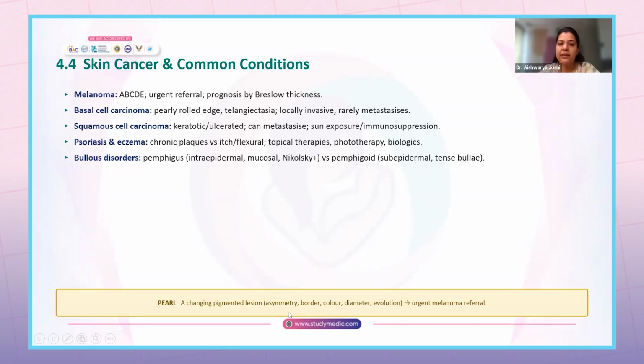Remember, a changing pigmented lesion which has asymmetrical borders, dark in color, with irregular diameter and enlarging in size has to be referred for melanoma urgently.